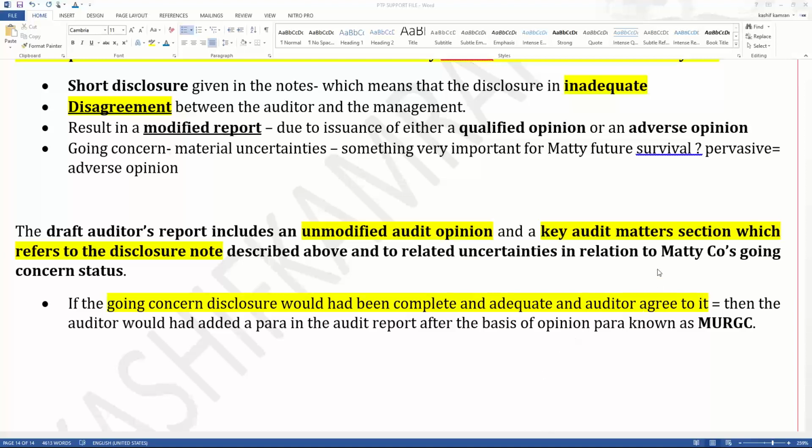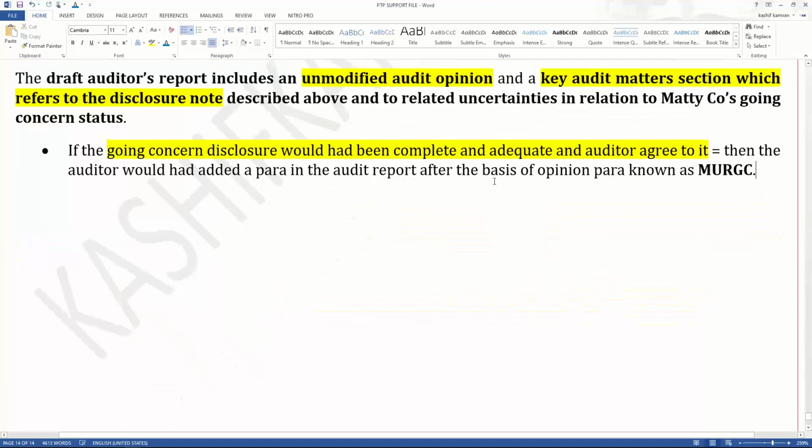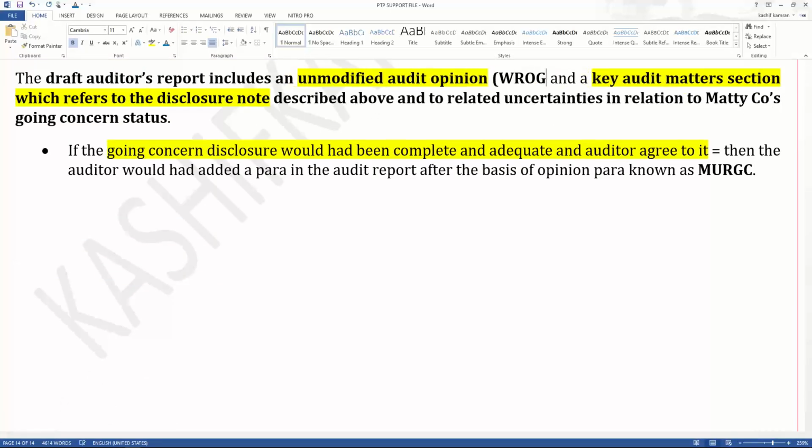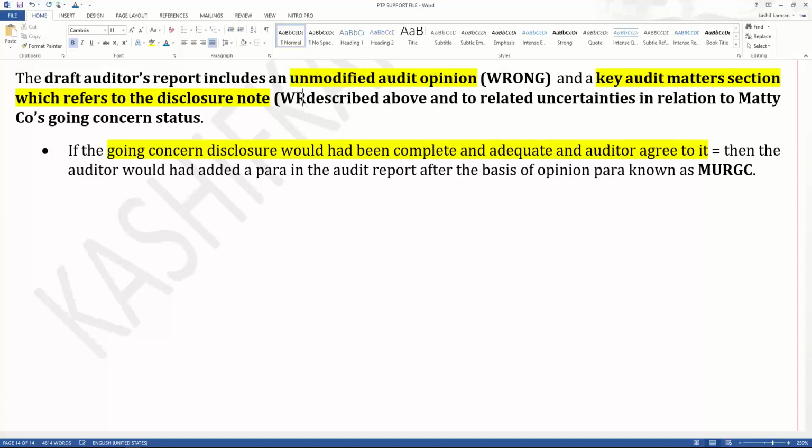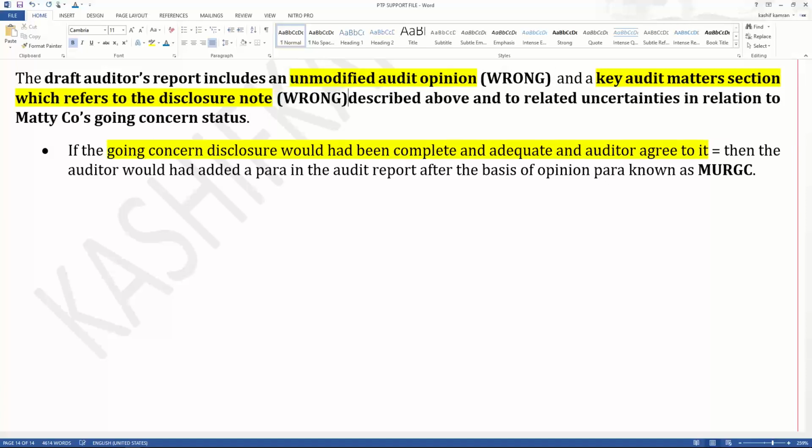So key audit matter section in the audit report, is that right? Is that wrong? So that's the first wrong. That's the first wrong, and you have to justify why it's wrong when you tell the examiner. Key audit matter section, which refers to the disclosure note described above. So is this key audit matter paragraph right or wrong in the report? That's the second wrong. You have to justify to the examiner.